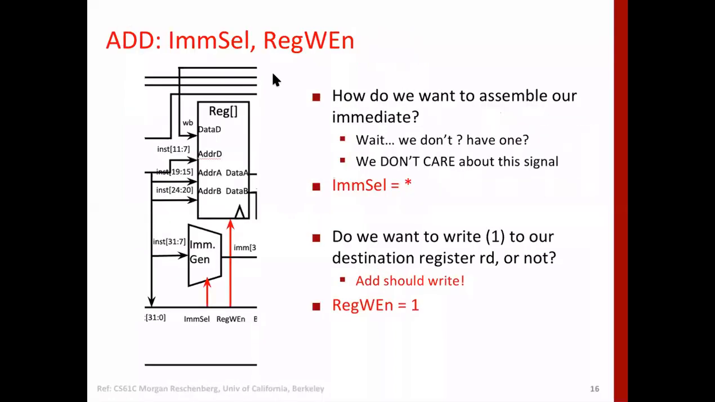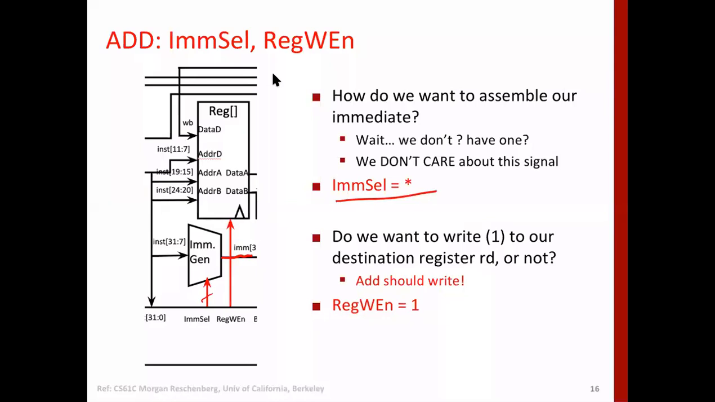Now next is immediate select. Now immediate select has to be what? It is don't care, right? It is don't care because we are not using this unit. Whatever the output here will not be used. We are taking two inputs to the ALU from the register file because it is the addition of two registers, right?